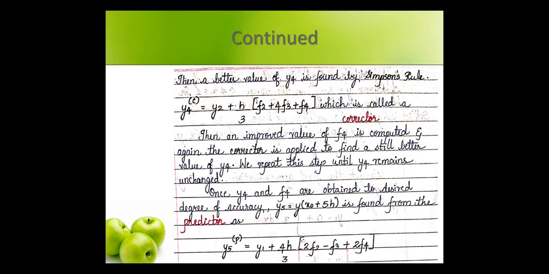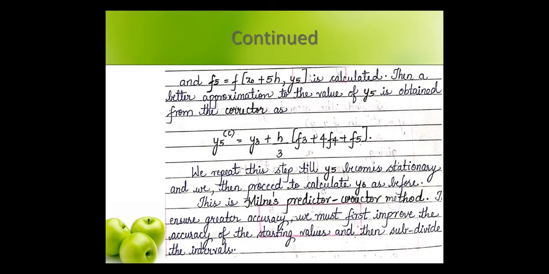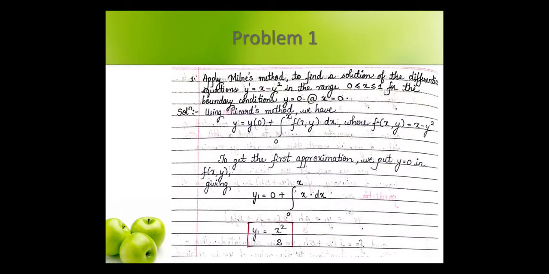So already we have seen that by using Simpson's rule you will be getting the corrector formula, and you will be getting the predictor formula. So these two formulas we will be using in our problem. Once you go to the problem you will understand more clearly. So problem 1 goes like this.